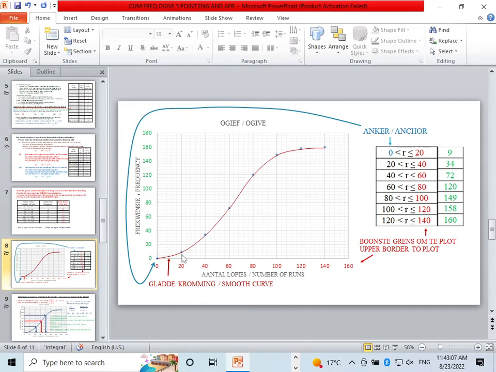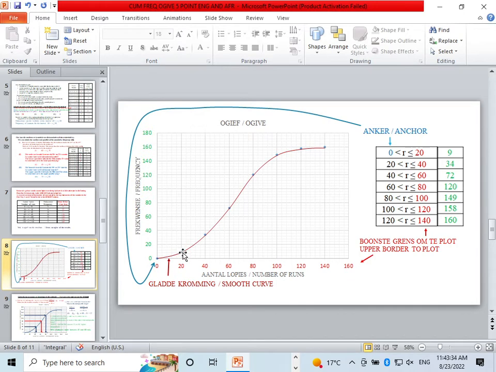20 and 9. Then 40 and 34. Then 60 and 72. Then 80 and 120. Then 100 and 149. These values here, I just want to say, on this side, those are the cumulative frequency values. Okay? It's not the frequency, it's the cumulative frequency. 120, 155, 140, 160. So you can imagine once you've plotted it, you started there.